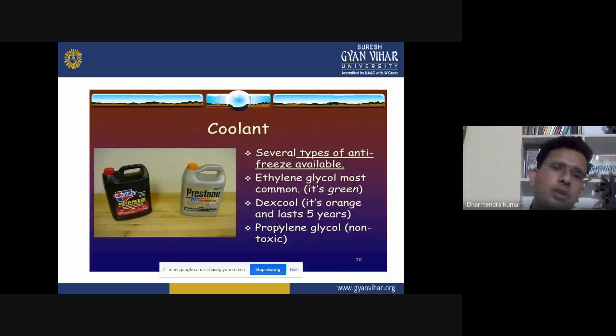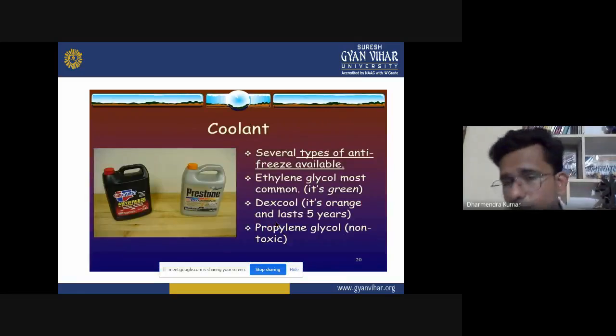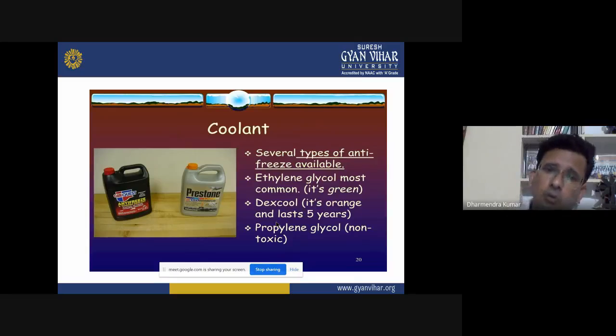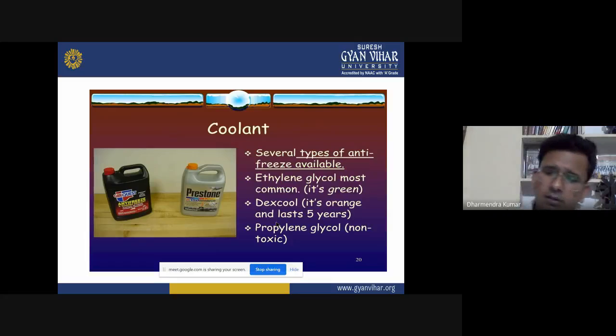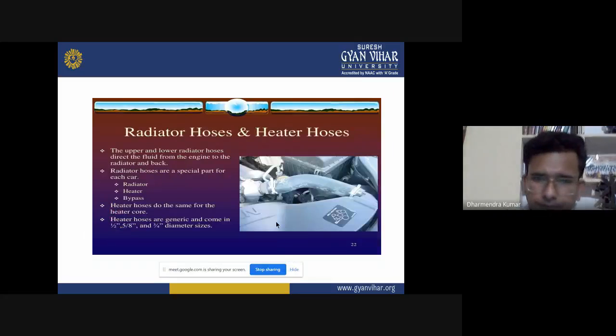Now we are talking about the various coolants and the necessity of coolant. Here we discuss some points about coolants. Several types of antifreeze are available. Normally here we can pick a multiple choice question also. Ethylene glycol is the most common coolant and antifreeze solution used in the water cooling system. Dex-Cool lasts up to 5 years. And propylene glycol is a non-toxic solution.